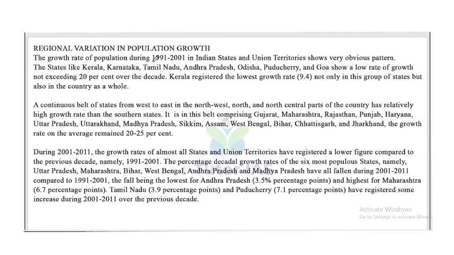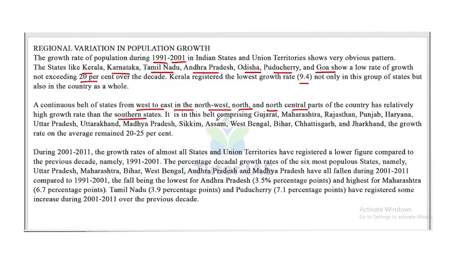The growth rate of population during 1991 to 2001 in Indian states and union territories shows a very obvious pattern. States like Kerala, Karnataka, Tamil Nadu, Andhra Pradesh, Odisha, Puducherry and Goa show a low rate of growth, not exceeding 20% over the decade. Kerala registered the lowest growth rate, that is 9.4, not only in this group of states but also in the country as a whole. A continuous belt of states from west to east in the northwest, north and north central parts of the country has a relatively higher growth rate than the southern states.